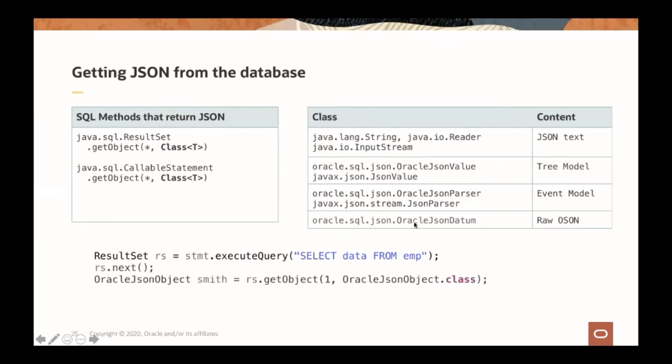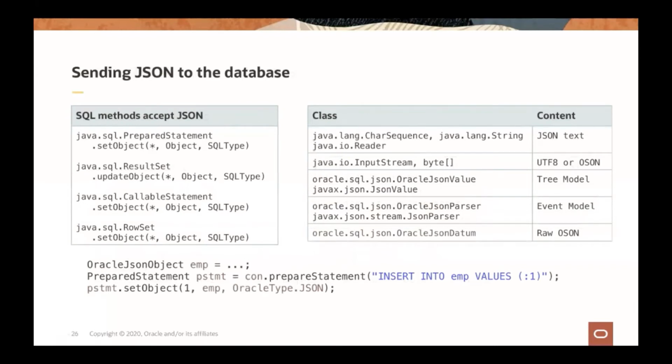There's this last thing, OracleJsonDatum, which is something we introduced that allows you to say, I want to get the raw OSON bytes back directly from this call. This is useful if you want to stick the OSON into a cache or a file or some other place where you're going to read it and process it later. Here's an example at the bottom. I'm executing a select statement, selecting this JSON column from the employee table, and then I call resultSet.getObject and tell it I want to get this JSON value back as an OracleJsonObject. So I get it back, and then I could start calling getters on Smith.